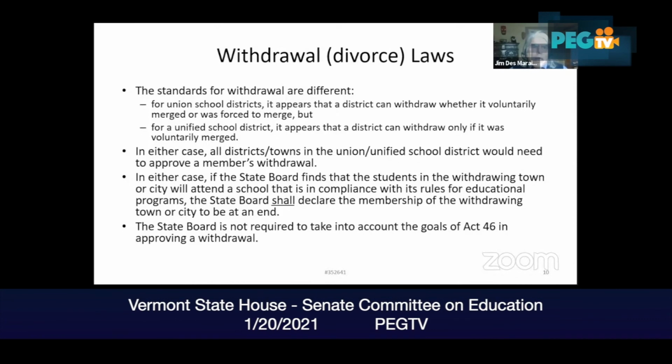And then in either case, for either a union school district or a unified school district, all districts or towns in the union or unified school district need to approve the member's withdrawal. So what happens is, first there's a vote of the member that wants to withdraw. If that gets approved, then all the other districts on the same day vote to approve that or not. If they don't approve it, they can't withdraw. If they do approve it, it can move forward.